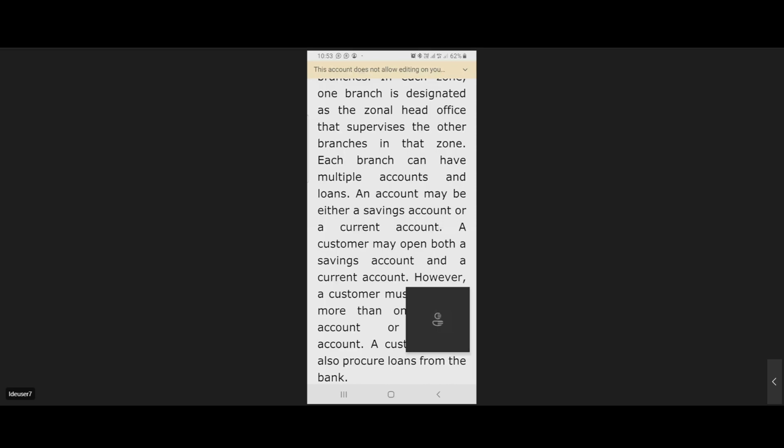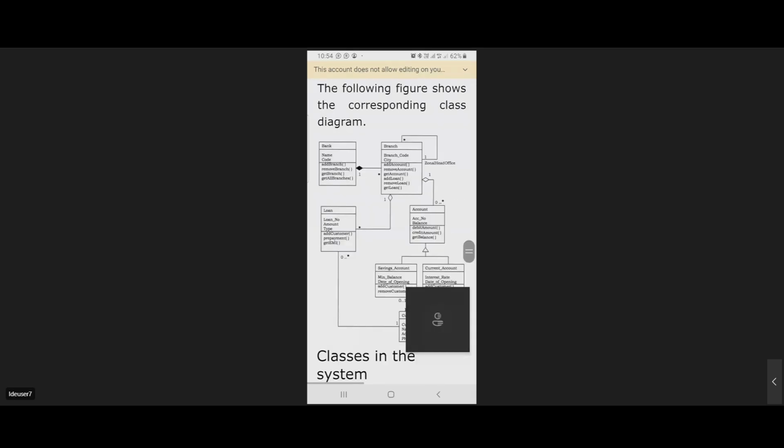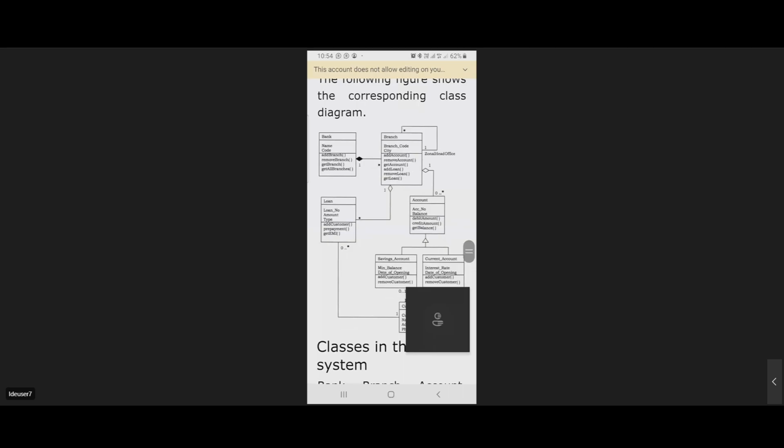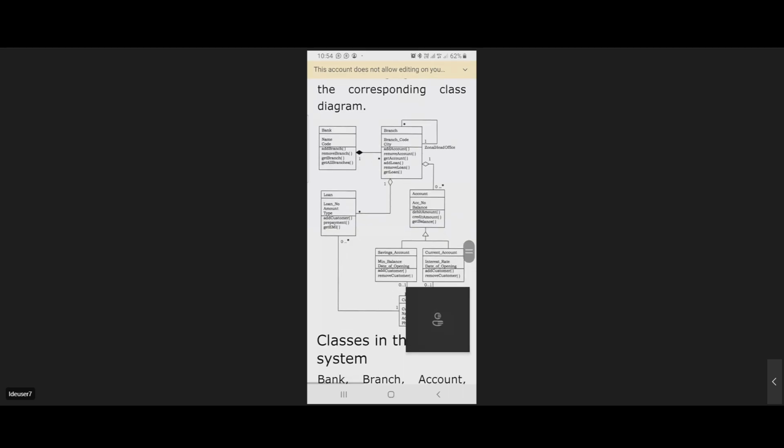What are the conditions given over there? Here, a class diagram will be written for this. The first class is the bank, second is branch, third is account, fourth is loan, whether it's a savings account or current account, it will be activated by the customer. That's another class. So we'll have 7 classes here.